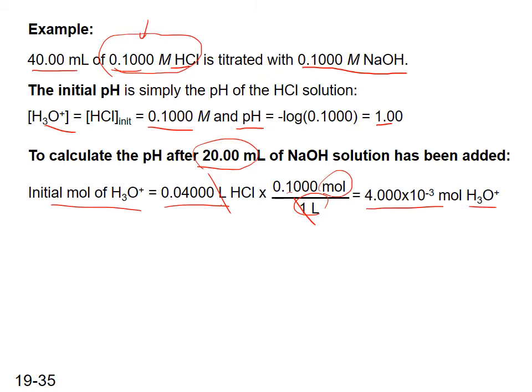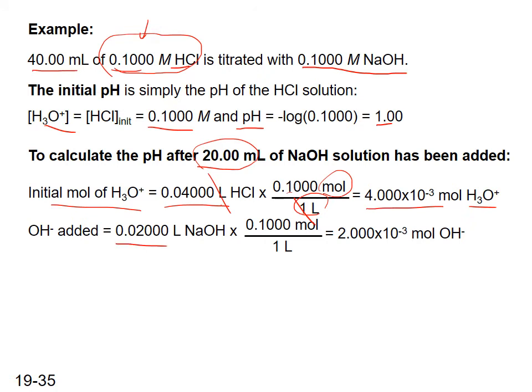So that's the number of moles of hydrogen ion in the solution. Now, the number of moles of hydroxide added: the volume is 20 milliliters, which is 0.02 liters, times 0.1 molarity. Again, use this as a conversion factor to get the number of moles. Now compare these two numbers of moles. We can see hydrogen ion is in excess. All the hydroxide added, 20 milliliters, has reacted, so we have an excess amount of hydrogen ion. In other words, this is before the equivalence point.